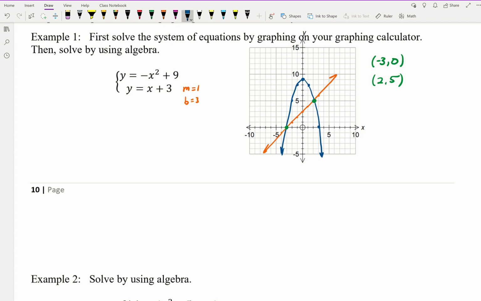So when I look at this problem, the first thing that I notice is that both equations are set equal to y. That to me is automatic substitution. So I can take this expression, x plus 3, and I can plug it into y right here. And that's going to be the substitution method. So let's see what happens when we do that. We get x plus 3 equals -x squared plus 9.